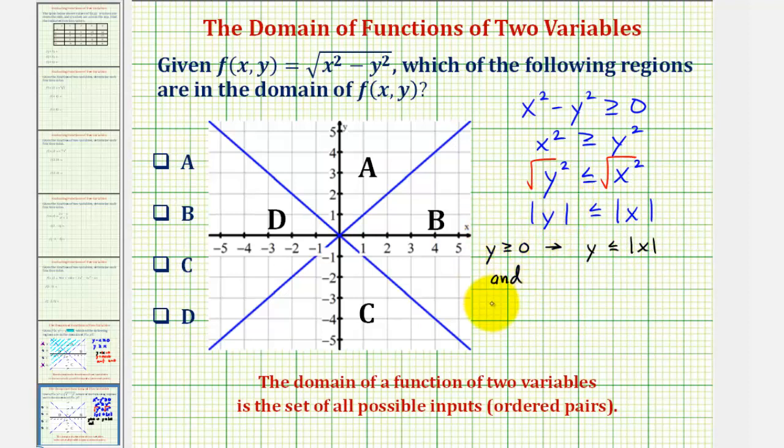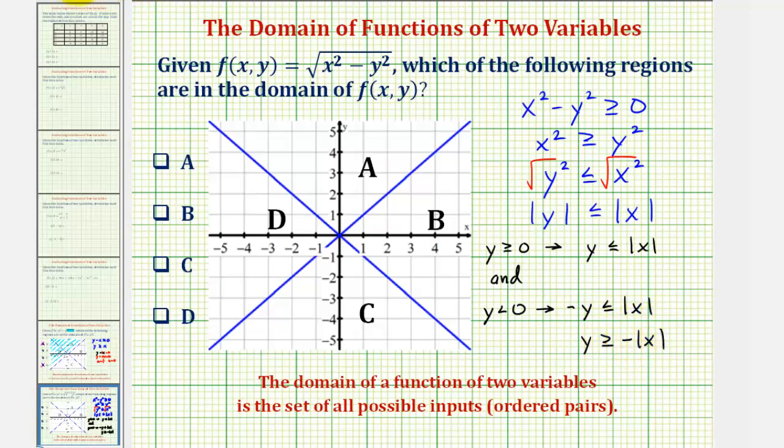But if y is negative, or less than 0, this result still has to be positive. So if y is negative and we want to drop the absolute value, we'd have to take the opposite of y. So we could say negative y is less than or equal to the absolute value of x. If we solve this for y, we'd multiply by negative 1. When we do this, though, we have to reverse the inequality symbol. This would be equivalent to y is greater than or equal to negative absolute value of x.